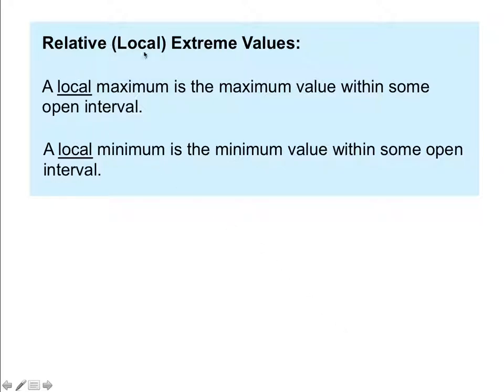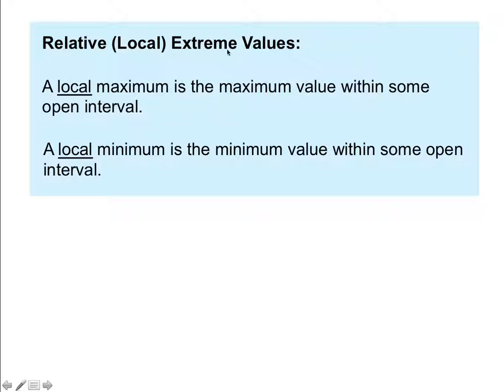Okay, so let's talk about local extreme values. So the absolute is the biggest of the big and the littlest of the little over the entire function. Relative or local extremes are just either maxes or mins in the immediate vicinity. So they might not be the biggest of the big or the littlest of the little, but they're the biggest in their local area, or they're the littlest in their local area.